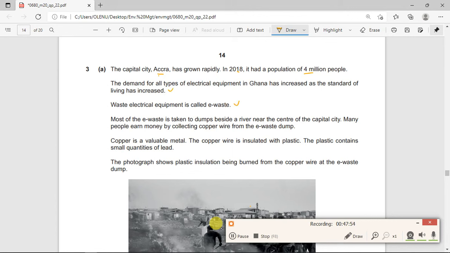Now, most of the e-waste is taken to dumps beside a river near the center of the capital city. So many people earn money by collecting copper wires from the e-waste dump. Copper is a valuable metal. The copper wire is insulated with plastic. The plastic contains small quantities of lead. The photograph shows plastic insulation being burned from the copper wire at the e-waste dump.